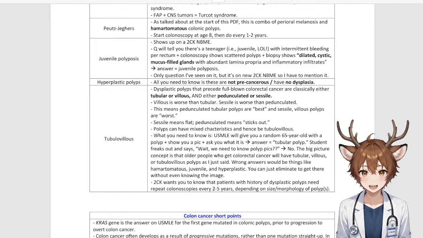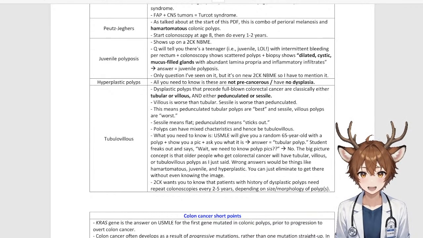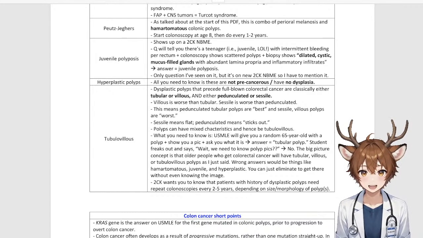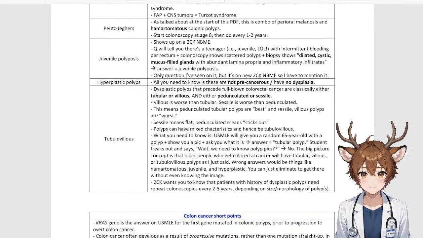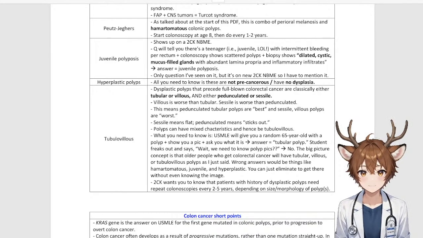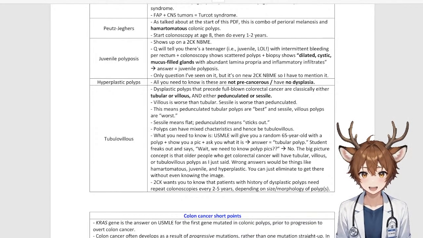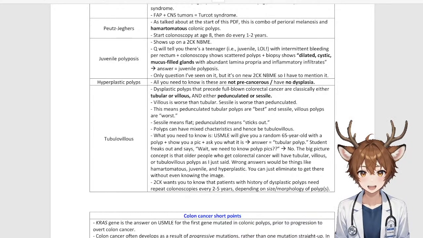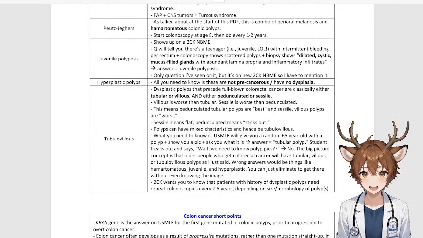Juvenile polyposis. Shows up on 2CK NBME. Question will tell you there's a teenager, juvenile, that's so funny, with intermittent bleeding per rectum, plus colonoscopy shows scattered polyps, plus biopsy shows dilated cystic mucus. I don't know what the joke is there for.